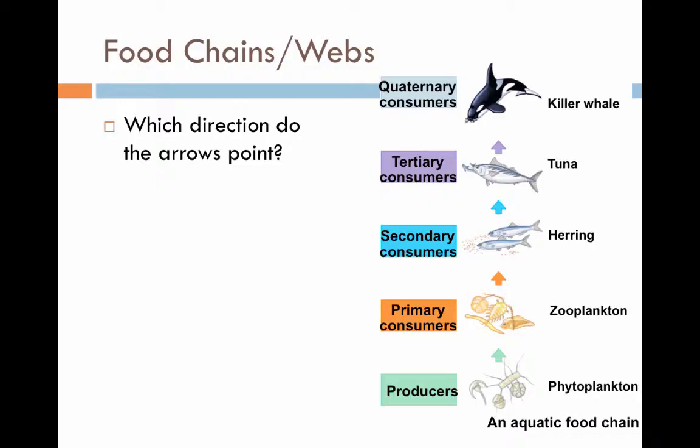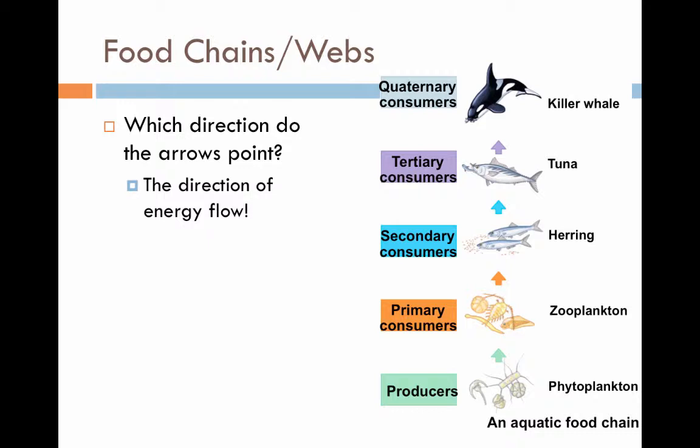When you look at a food web or a food chain, what do you notice about the direction of arrows? Which direction do the arrows point? Notice producer, arrow, primary consumer, arrow, secondary consumer, arrow, tertiary consumer, arrow, quaternary consumer. The arrows always point in the direction of energy flow, meaning the energy in the molecules of that organism is being passed from one organism to the next, to the next, to the next.